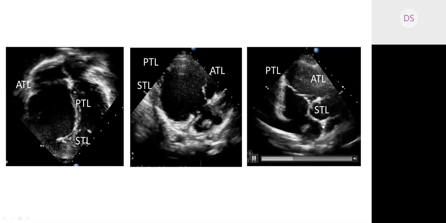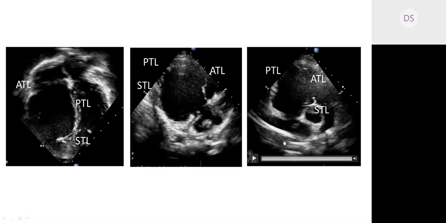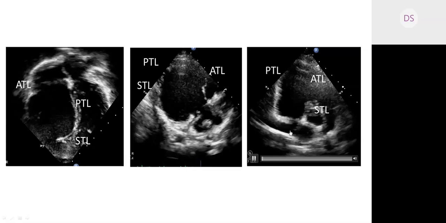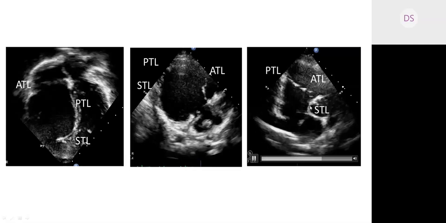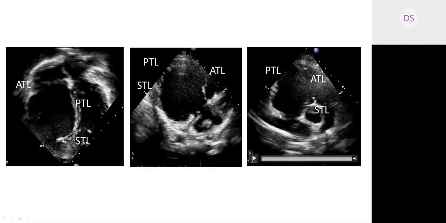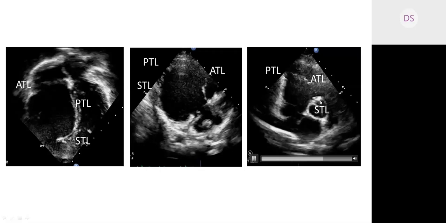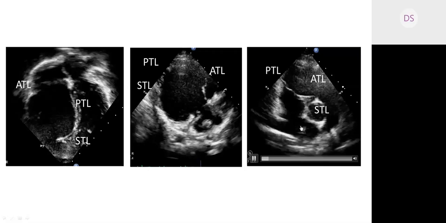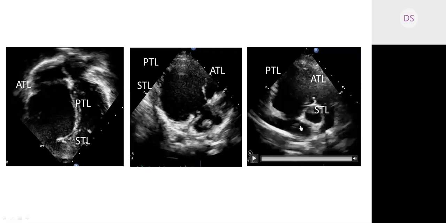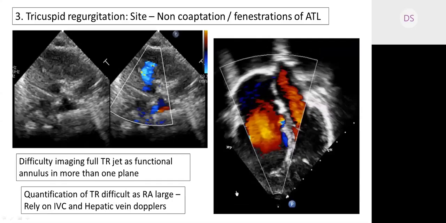Whereas in short axis, this is parasternal short axis, this is the aorta, and this is the tricuspid valve apparatus. And here, you can see that the ATL will be seen somewhere closer to this wall. It's not very well visualized. And what you otherwise see is the STL and the PTL, both of which are displaced. So this is how you try to understand individual leaflets and their morphology.